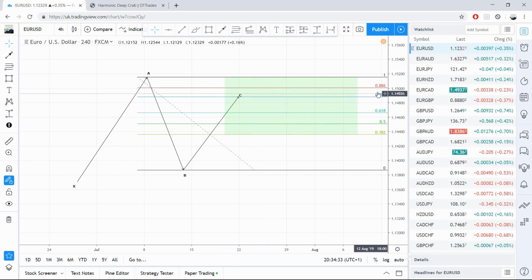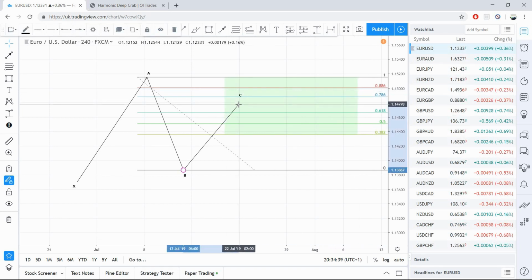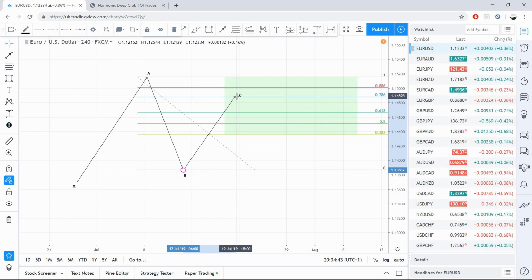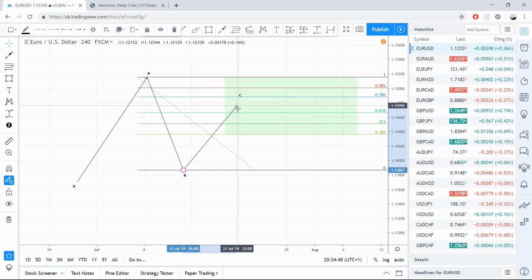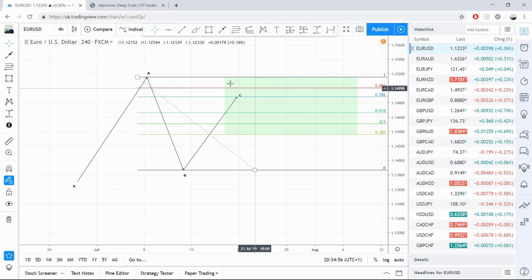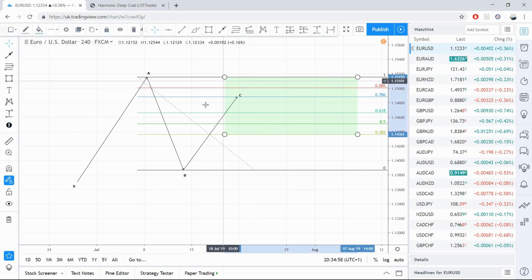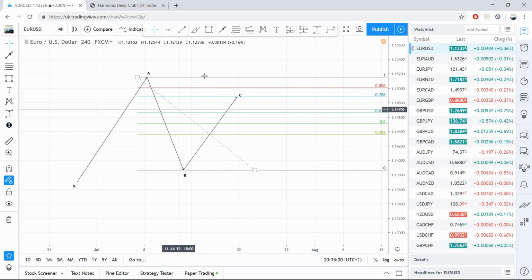So just bear in mind that our C point formed at a precise 786. Again, the term precise means it could form anywhere between halfway between the 618 and the 786 and halfway between the 886 and the 786. As long as it doesn't exceed halfway or fall below halfway, that's still a precise 786 retracement. So I'm just going to leave it at exact 786 just for now, just for the purpose of this video. But bear that in mind, we'll cover that again in a second.